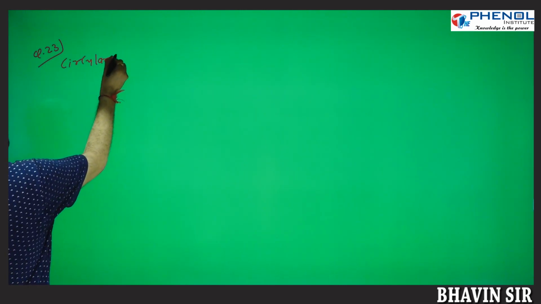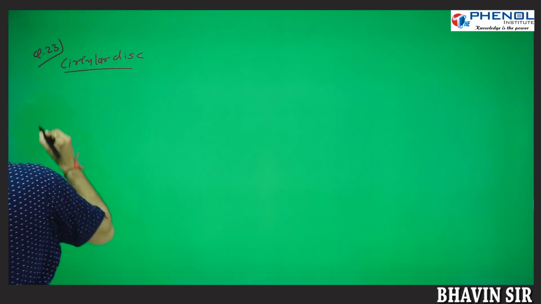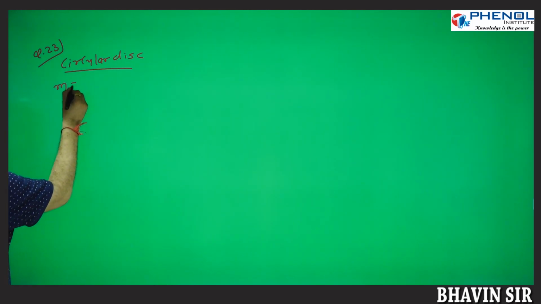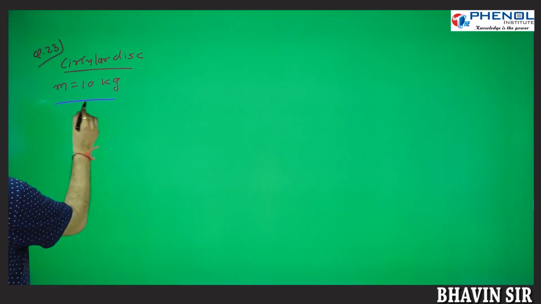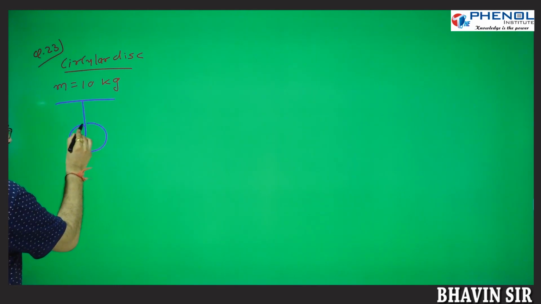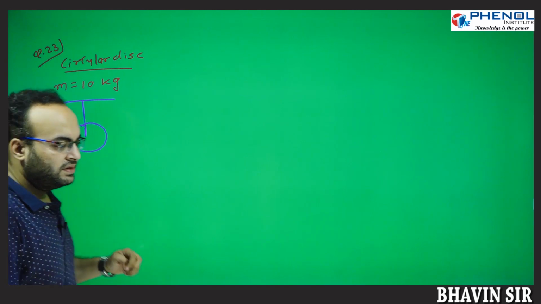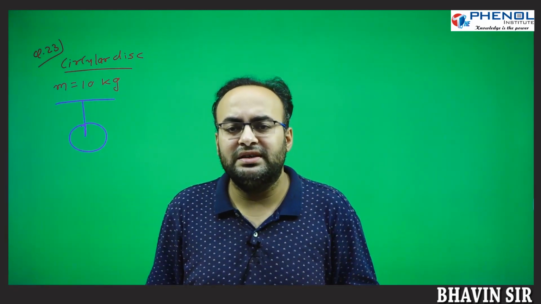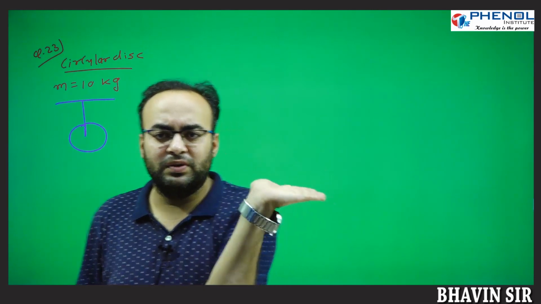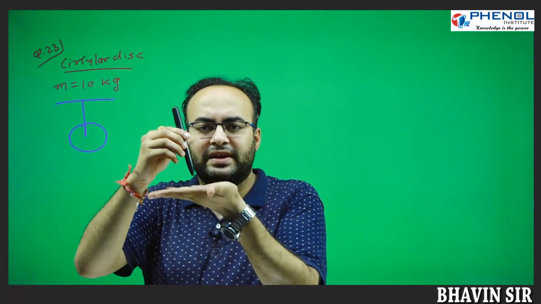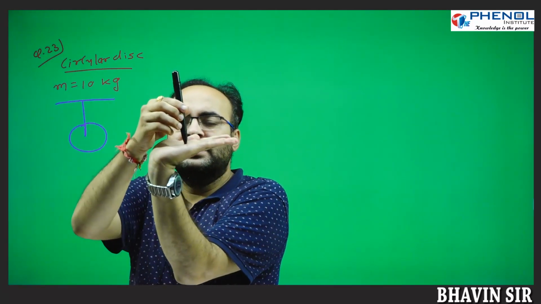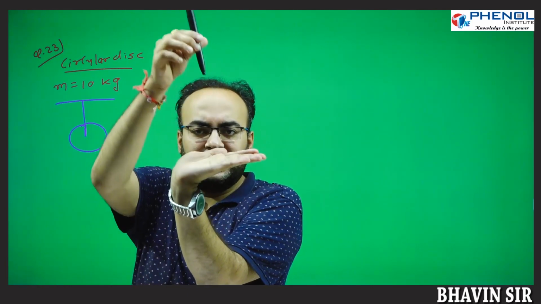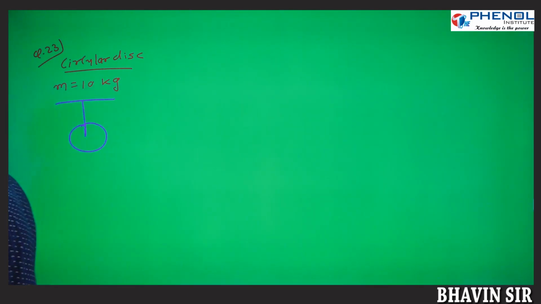What is the mass of the circular disc? 10 kg. Now students, the center of the circular disc is connected with a wire. Suppose this is the circular disc and this is the wire. Clear? This is the circular disc and this is the wire, connected to the center of the disc. Now see students, the wire is twisted.